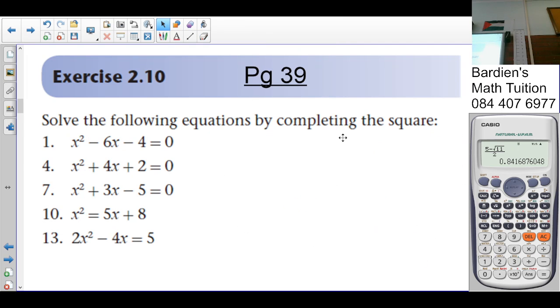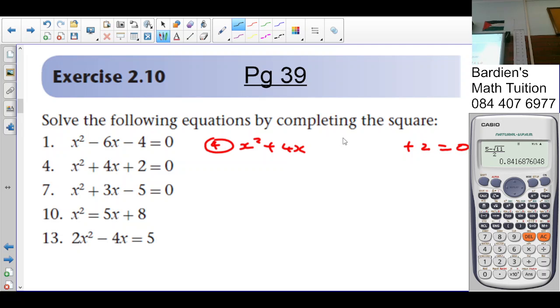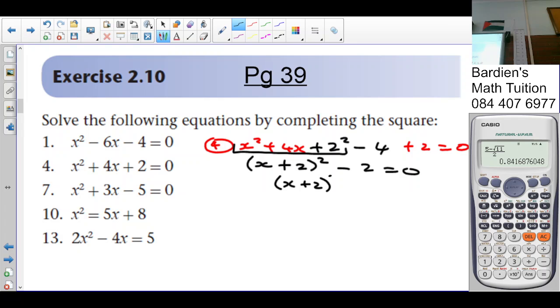Let's look at number 4. So again, it's x squared plus 4x plus 2 is equal to 0. So what must be added here to complete the square? Sorry? 2 squared minus 4. It's your perfect square trinomial, which gives us x plus 2 squared. What's negative 4 plus 2? Negative 2 equals 0. What do we do now? Take the 2 over. So it's x plus 2 all squared equals 2.